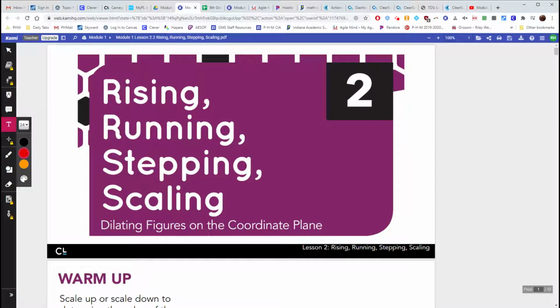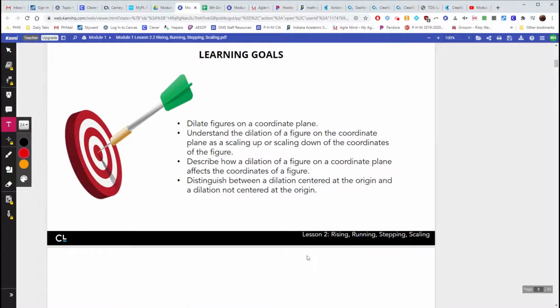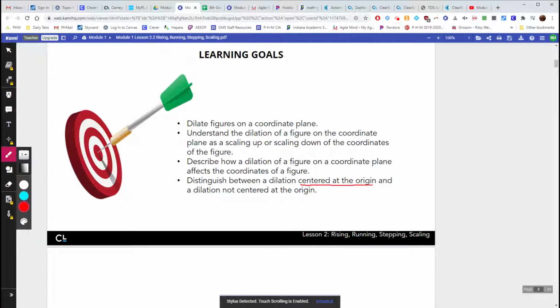Hi, eighth graders. In this video, we're going to work on dilating figures on the coordinate plane, kind of like we did with rigid motion transformations. We started off with what it looks like in general. Now we're going to get very specific on how to do this in the coordinate plane. Our learning goals: we're going to dilate figures on a coordinate plane, and understand the dilation of a figure as scaling up or scaling down, and how that affects the coordinates of a figure. For this video, we're going to consider dilations centered at the origin.